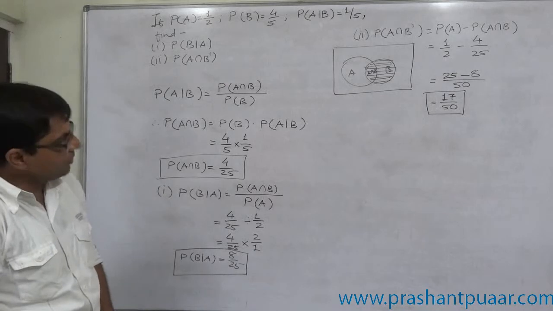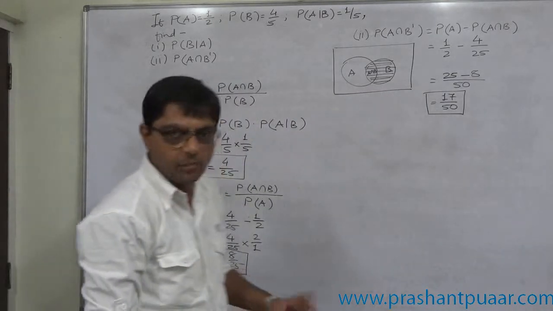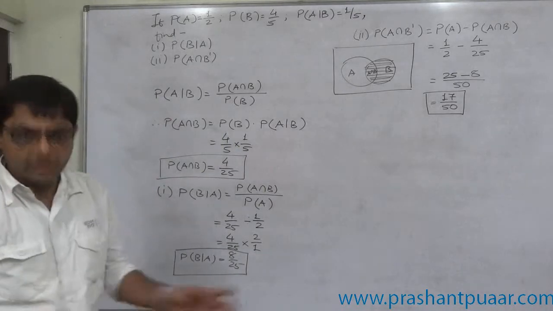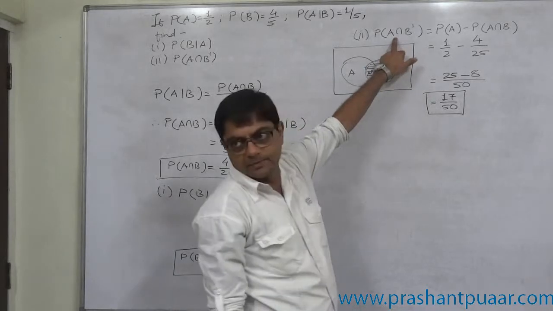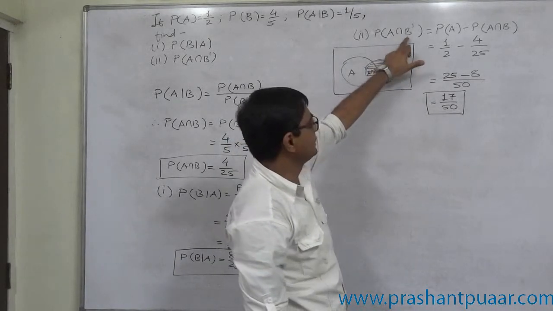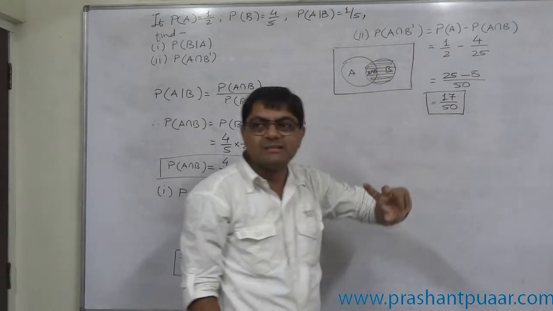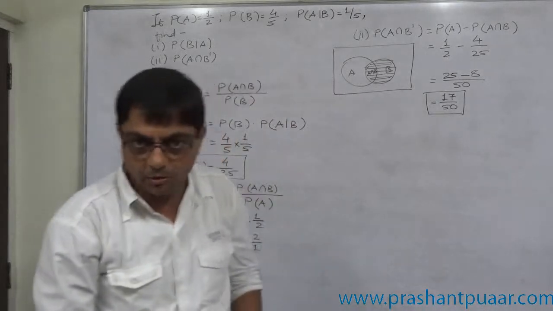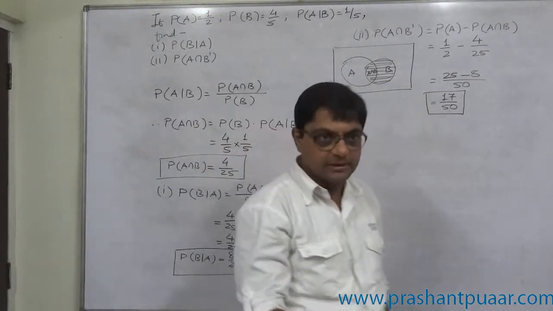Since A and B, or A complement and B complement, or A and B complement, or A complement and B are not independent, we cannot use the other way of direct multiplication. Here we cannot do that. P of A complement intersection B complement is P of A into P of B complement? No, it is not allowed. It is allowed in the case of two independent events only.